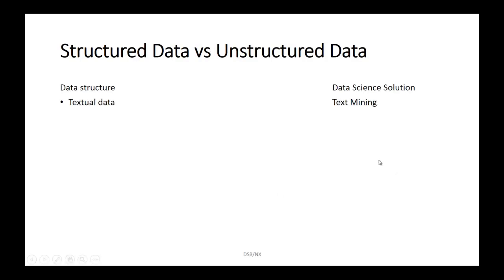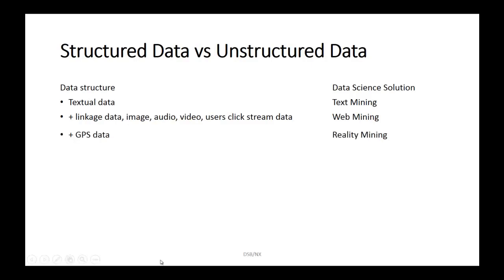For example, we will talk about text mining, which deals with textual data. We also talk about web mining, which deals with linkage data, which captures the linkage structure between web pages, images, audio, videos, and user clickstream data that is unique to web pages. We also talk about reality mining, which deals with sensory data in real-time fashion, such as GPS data.